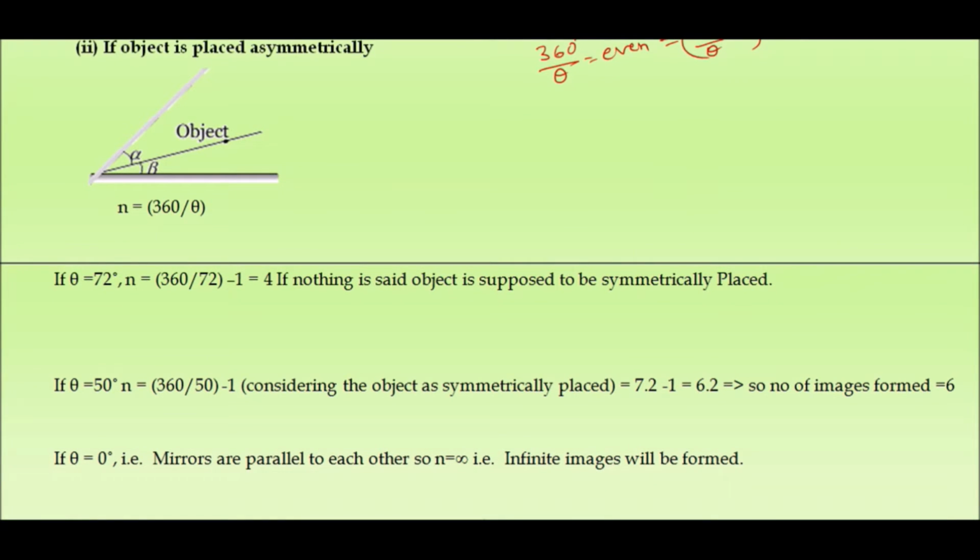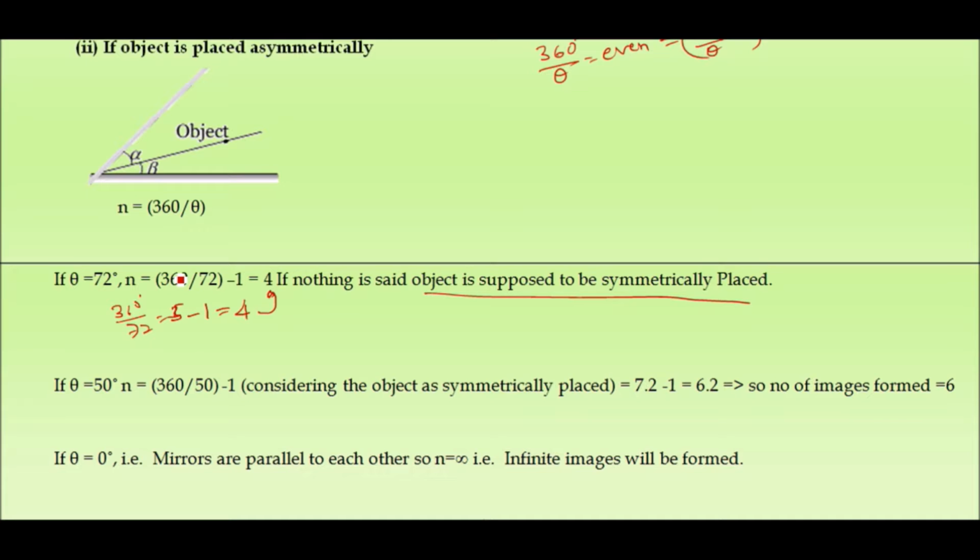Again, the second point is that if nothing is said about the object, then we consider the object is placed symmetrically. So if nothing is said, the object is supposed to be placed symmetrically. Suppose theta is equal to 72 degrees, we observe 360 by 72 is equal to 5. It is an odd number, and as nothing is given, so symmetrically placed, so minus 1, 4. The number of images formed is equal to 4.